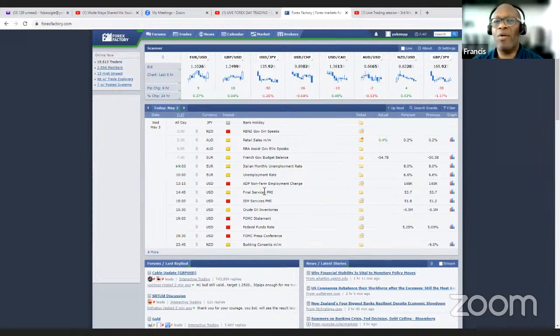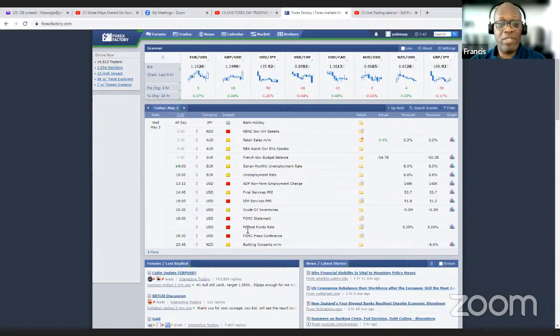But usually on the Wednesday before the first Friday of the month, which is today, the ADP comes out with their own estimation of what the NFP is going to be. So this tends to move the market slightly. Because it's not the real thing, you wouldn't expect it to move the market like the proper NFP. But then you have other US related news events as well.